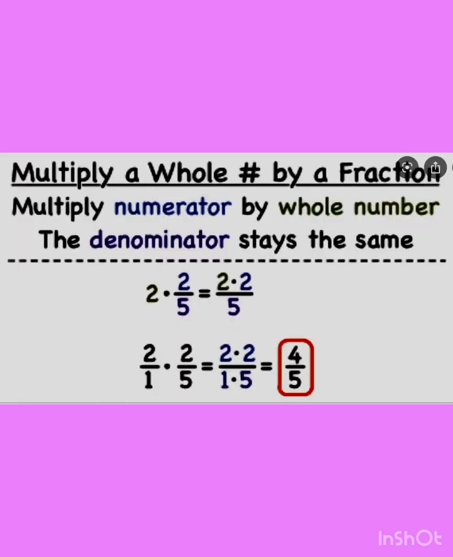Let's discuss the next case, that is, multiplying a whole number by a fraction. In this case, we only multiply the numerator by the whole number and the denominator stays the same. You can see here 2 multiply 2 by 5 gives the answer 4 by 5.